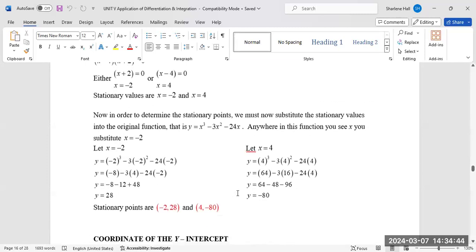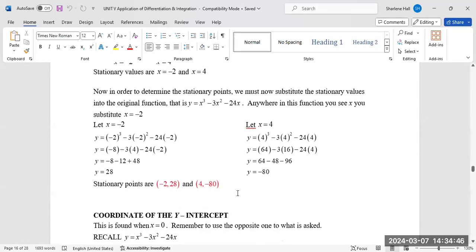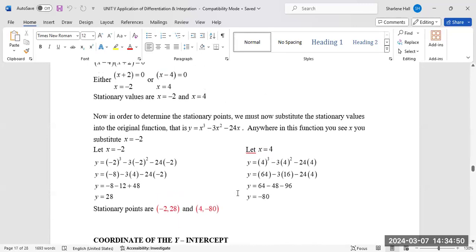So we have a problem there because my stationary points are those. Anybody got those? Yes, sir. That's what you got, Randy? Can you show what you got? Yes, sir, the same thing, sir. Negative 2, 20.